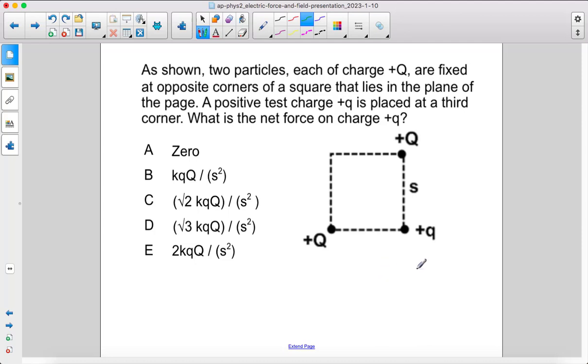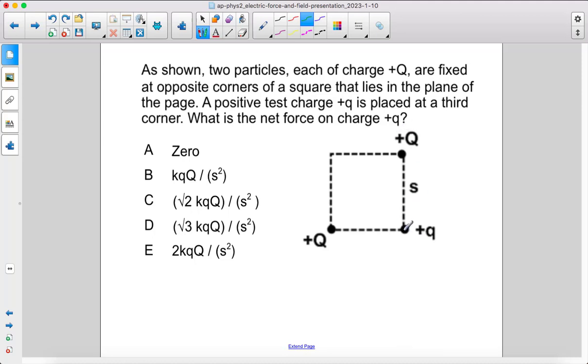As shown, two particles, each of charge plus q, are fixed at opposite corners of a square that lies in the plane of the page. A positive test charge plus q is placed at a third corner. What is the net force on charge plus q?